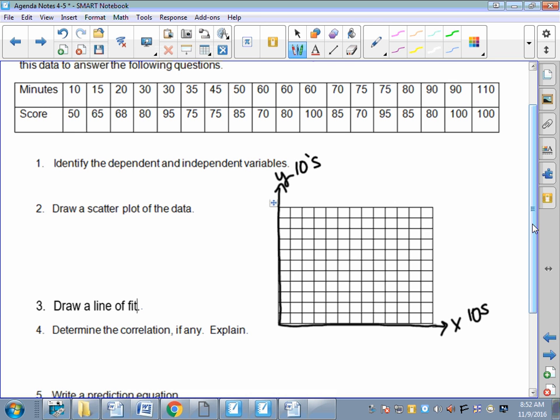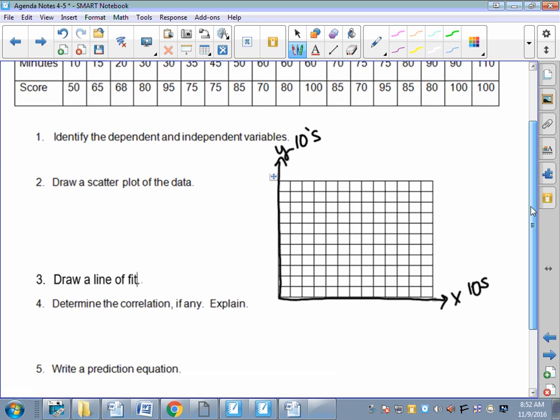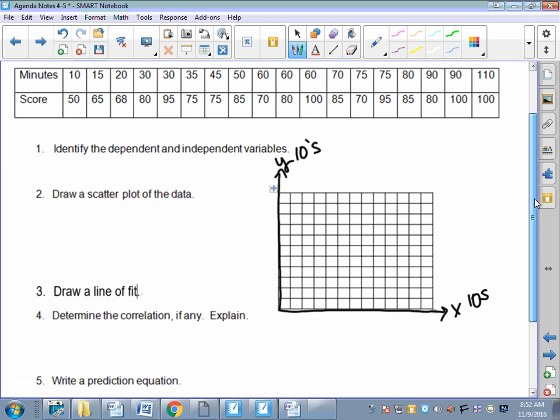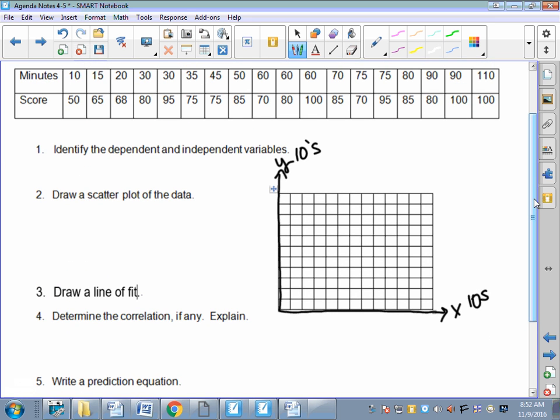But draw the scatter plot. So remember, we're going to just put all those ordered pairs on there, and we're going to look for a line of fit. Then determine the correlation: positive, negative, or none. And then for number 5, you're going to write a prediction equation. Use the second ordered pair and the second from the last. So it looks to me like the second ordered pair is this guy right here. The second from the last, we'll use the 9100. So use those two guys for number 5.